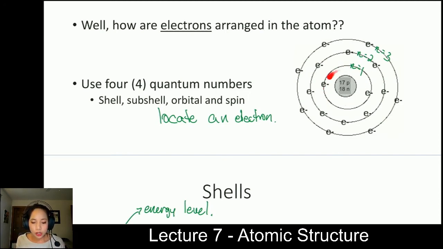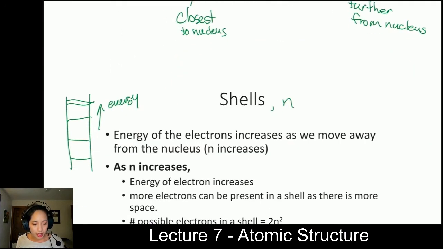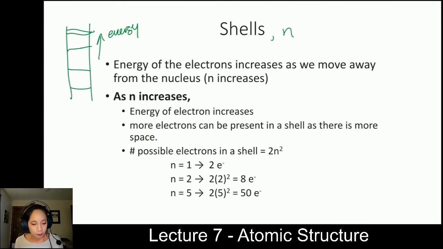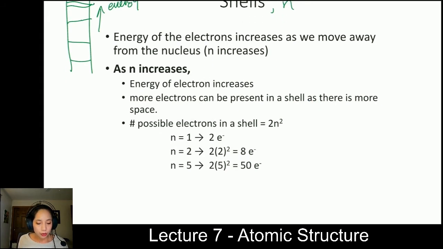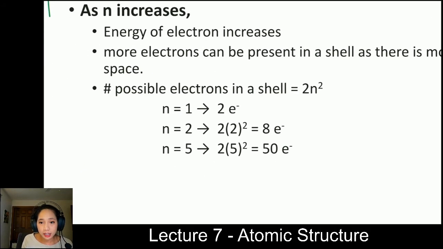While closest to the nucleus, this is a pretty small ring. It would be quite hard to pack a bunch of electrons in this first ring. So that's a consequence of, as our n value increases, you can pack in more electrons in that larger n value shell. And so the equation, we can calculate how many possible electrons you can have in a shell.